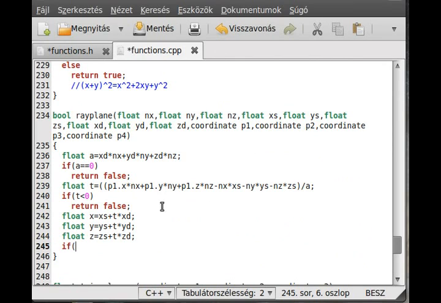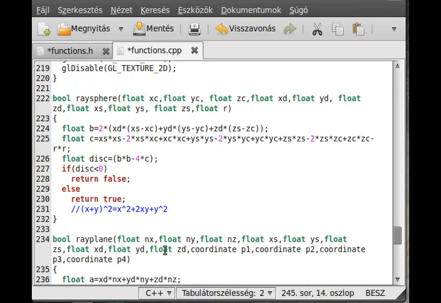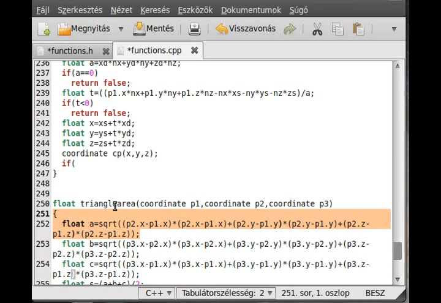And actually, before I do that, I create a new coordinate from this x, y, and z coordinate. I call it collision point, CP, and this will be x, y, and z, because I can only give coordinate parameters to this triangle area function. That's why I have to create that.